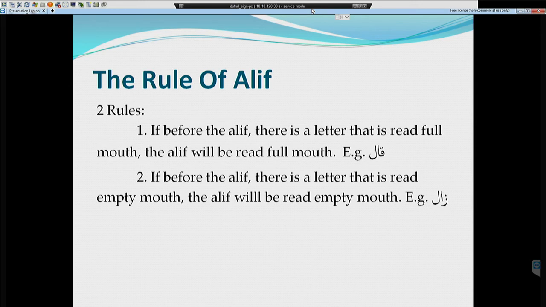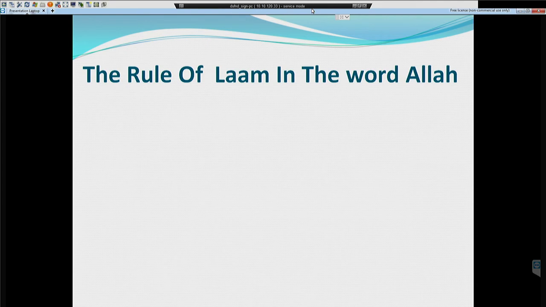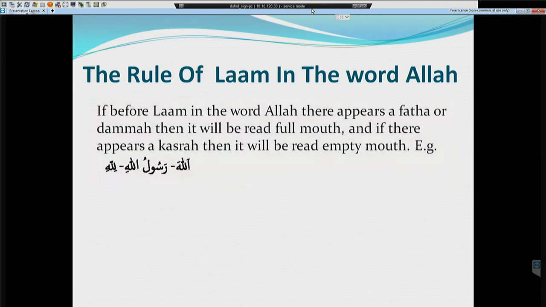Very simple. The first one was alif. Now we're going to go to the lam. Let me just do some examples. Rule of lam in the word Allah. We went over the rule of lam as well. First one is if before the lam in the word Allah, very specific, just the lafzullah, just Allah subhanahu wa ta'ala, that word. Nothing else in the Arabic language does this rule apply to. Just the word Allah. So if before lam in the word Allah there appears a fatha or dhamma, then it will be read full mouth. And if there appears a kasra, then it will be read empty mouth.